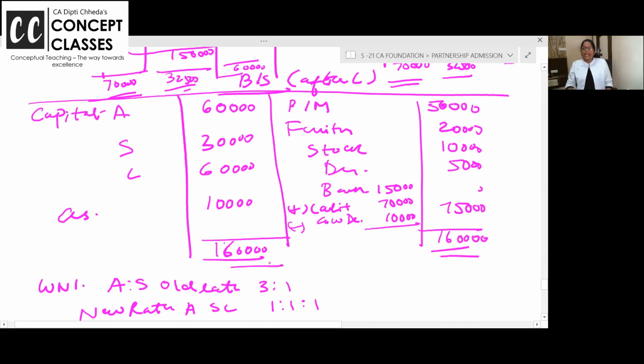Balance sheet total is telling 1,60,000. There was a trick in the capital account, so they didn't give the revaluation. This is how generally they balance.